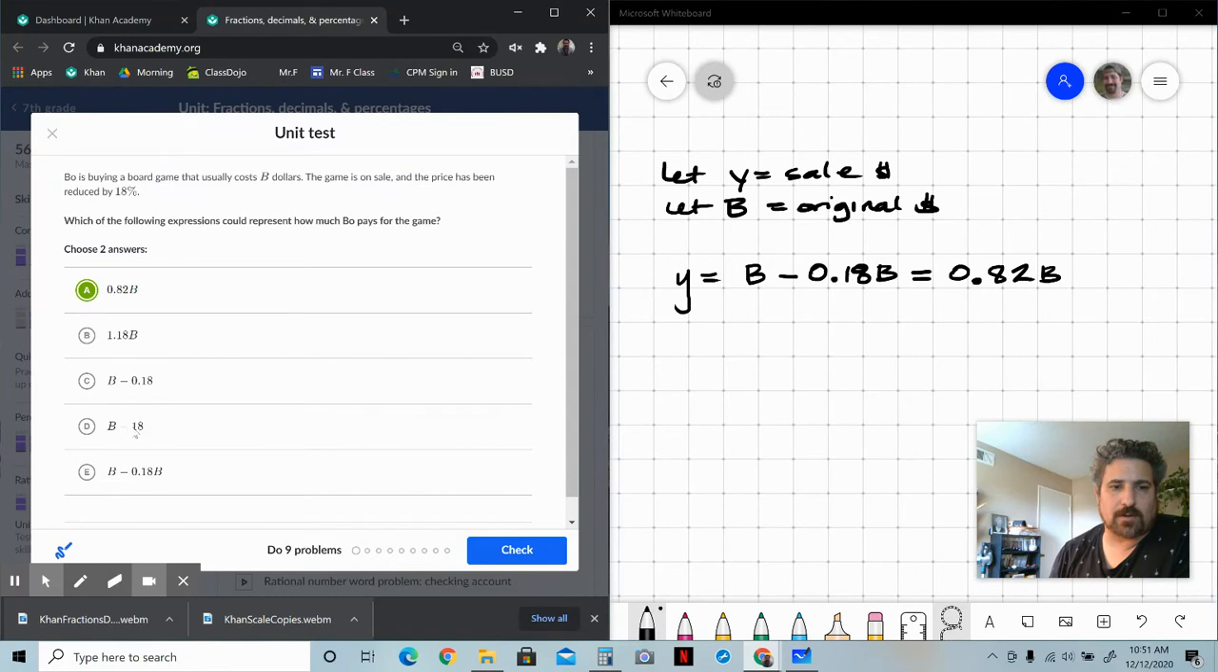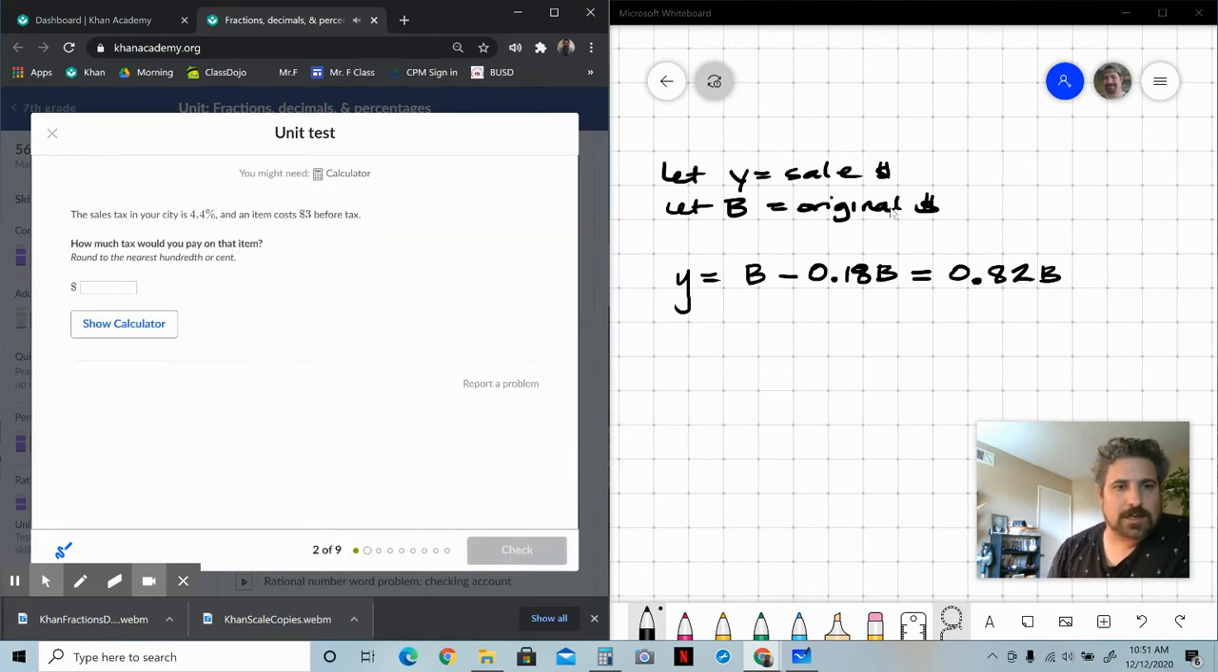What other value might work? Well, B minus 0.18 is great, except it doesn't have the B that you need to have there, right? It's not minus 18 cents, it's minus 18% of B. So you've got to make sure you have that B. So B minus 0.18B is going to work, and 0.82B is going to work. And this is why, right? It's 100% of B minus 18% of B, which is equal to 82% of B. That's the sale price. That's what you're going to pay.